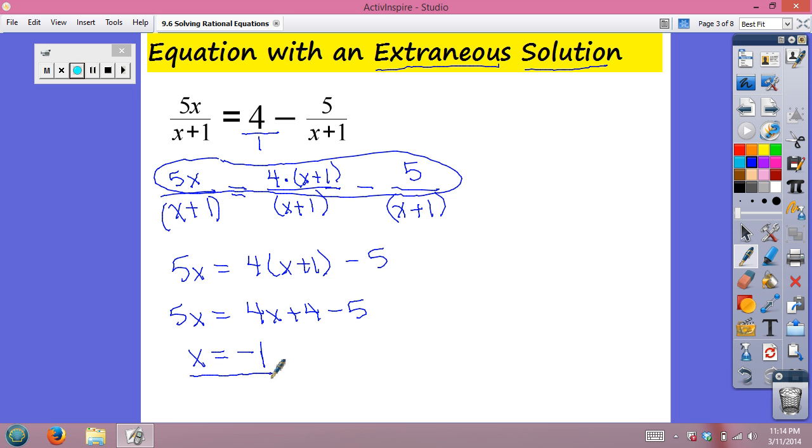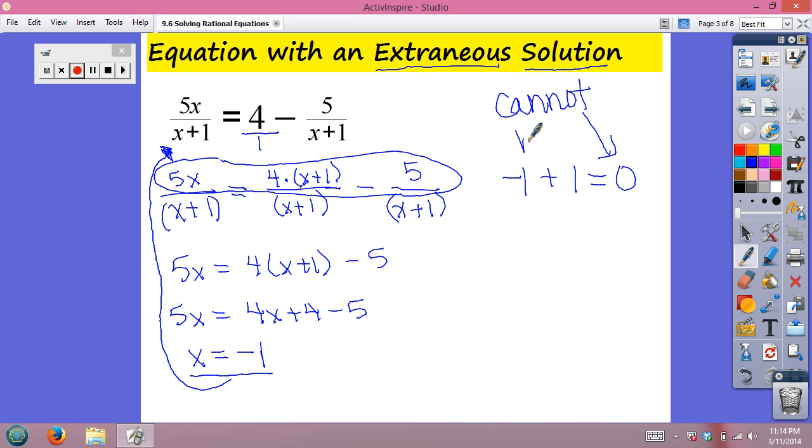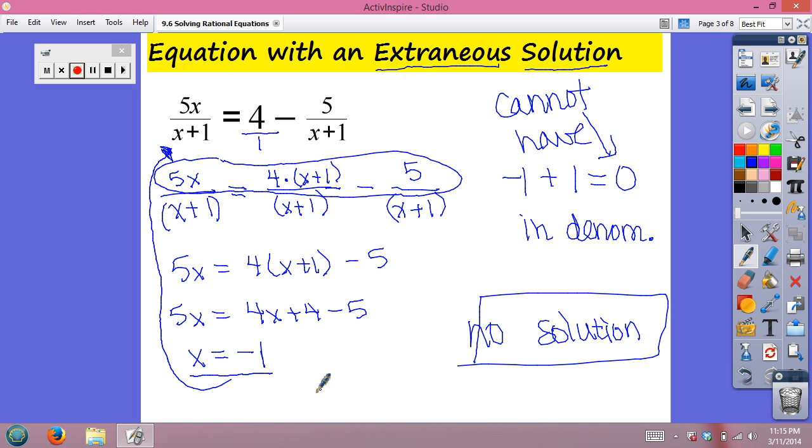Now we have to check this solution in our original equation to check for extraneous solutions. Notice that if we plug a negative 1 in, we're going to get negative 1 plus 1, which equals 0. And we know that we cannot have zeros in our denominators. So in this particular equation, we get no solutions because our only solution was extraneous.